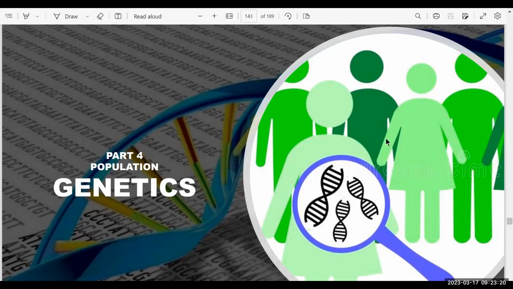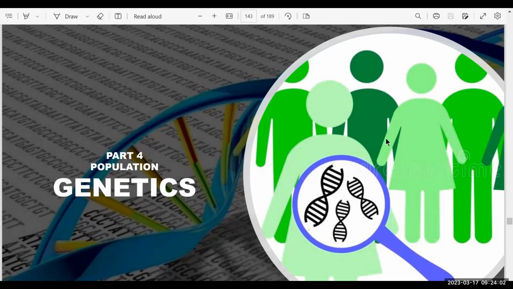Now, in this lesson, we are going to learn genetics in a population. The definition of population is a number of individuals in a species at a particular time in a particular place. So, one species, how many in that species? What is the time? Where is the place? For example, the human population in Sri Lanka in 2023.